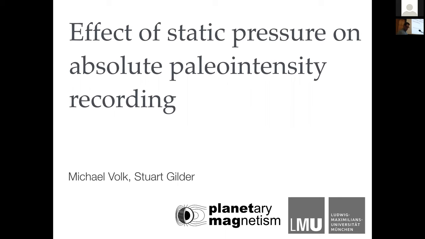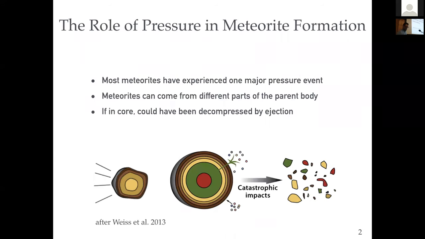But every meteorite has seen at least one pressure event. So pressure is actually quite an important part in the paleointensity work on meteorites. And different meteorites come from different parts of the planet. So we have iron meteorites, which are from a planetesimal core, and we have rocky meteorites that come from the planetesimal crust. But overall, we don't really know where they're actually from, so which depth the meteorite comes from when they're blasted apart in space.